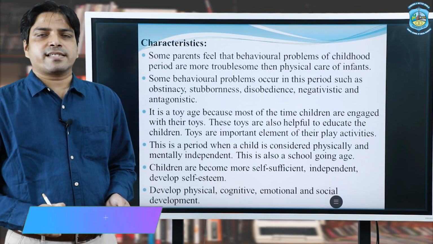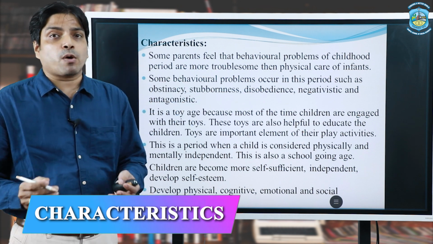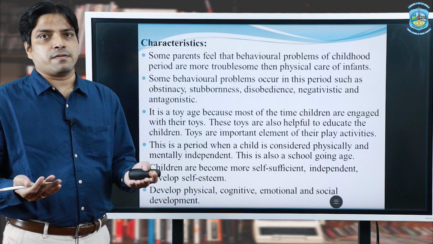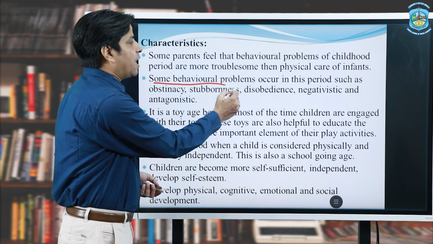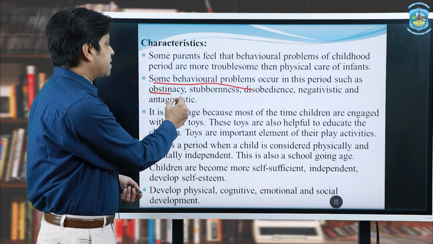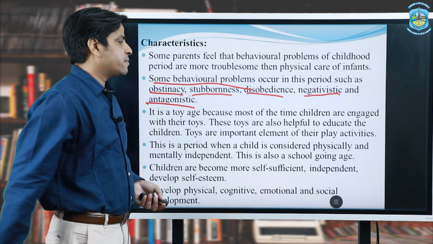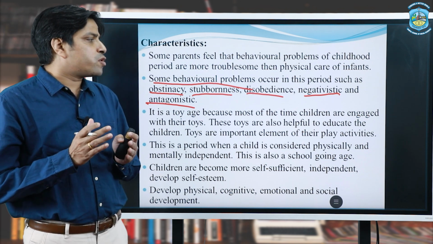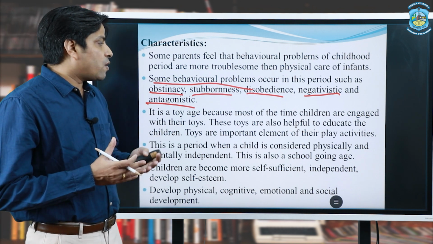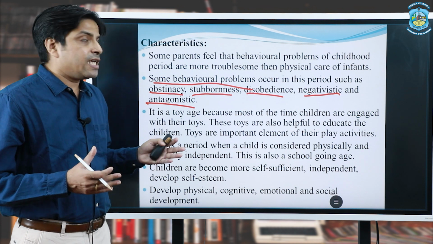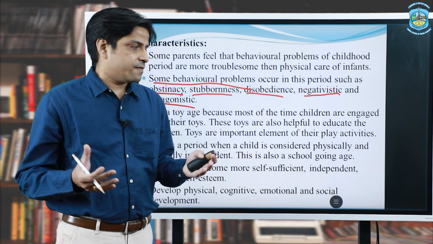Now comes the characteristics of children. Some parents feel that behavior problems of childhood are more troublesome than physical care of infants. Some behavioral problems occur in this period, such as obstinacy, stubbornness, disobedience, negativism and antagonism. And it is an age when most of the children are engaged with their toys, so it is also called the toy age. And it is also helpful to educate the children, and toys become important elements of their play activities.